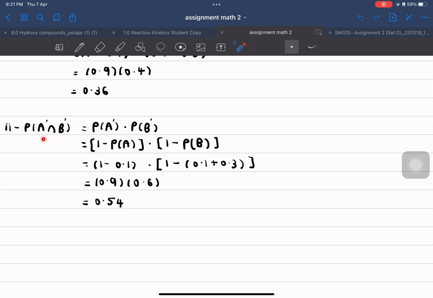For B2, we need to find probability A prime intersect probability B prime. The formula is, for probability A prime, 1 minus probability A, and for probability B prime, 1 minus probability B. We fill in the values, and we will get the answer for probability A prime intersect B prime.